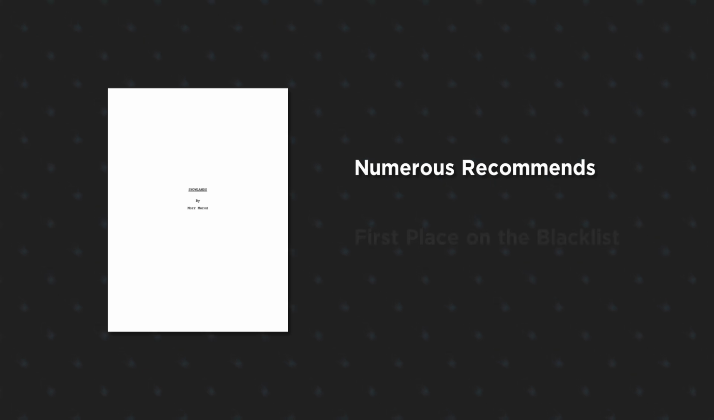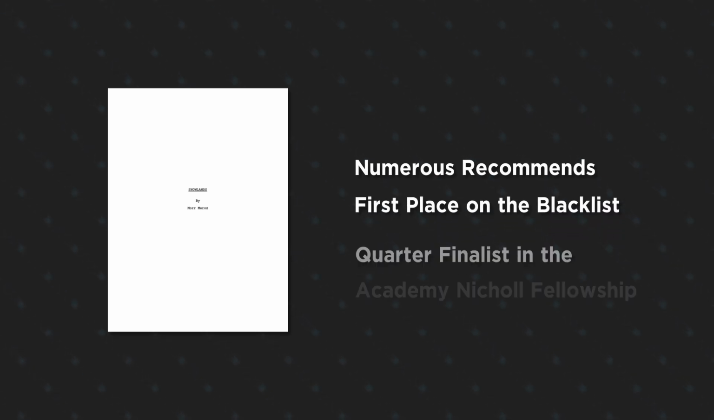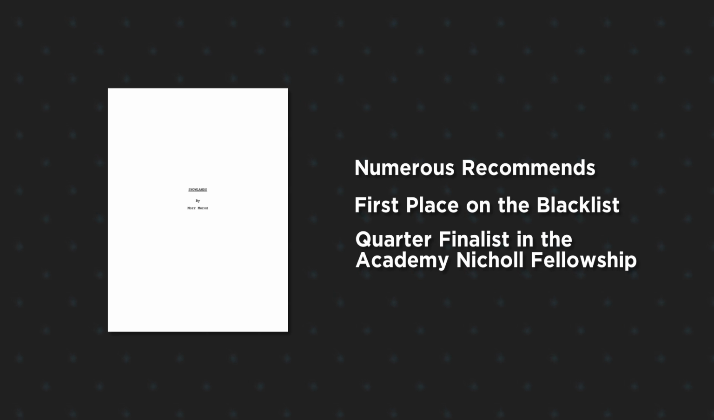But I can say without a doubt that the only way I personally got my script to the level of refinement that I did, receiving numerous recommends, placing first on the Blacklist under animation, and making it as a quarterfinalist in the Academy Nicholl Fellowship, is by submitting it to 3 to 4 readers at a time for each rewrite phase, consolidating all the comments, fixing the issues, and repeat.